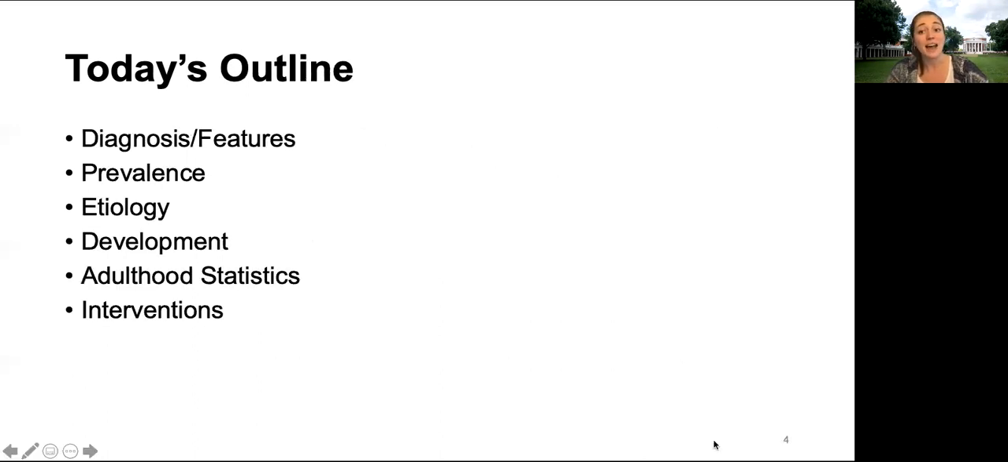But generally, as an outline, the things we're going to talk about are the diagnosis and features of autism, autism prevalence, how it is caused or the etiology, development within autism, and we'll spend a little time at the end talking about adulthood statistics as well as interventions.